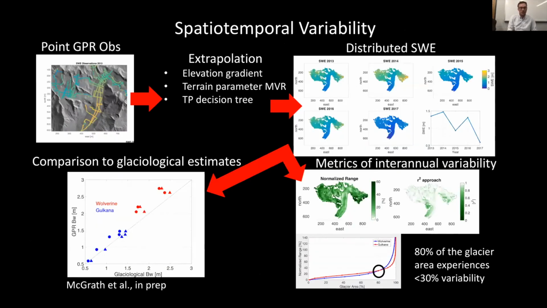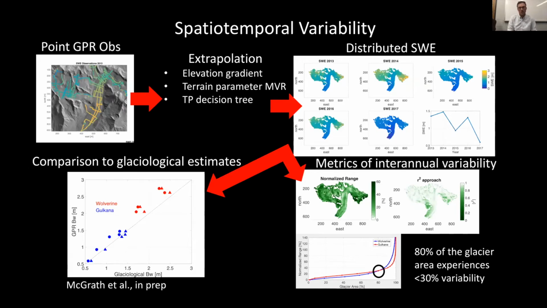So we take our GPR point observations, this is shown for 2013, and then we're exploring a variety of different ways of extrapolating these out over the glacier area, whether this is a simple elevation gradient, a terrain parameter multivariable stepwise linear regression, or a terrain parameter decision tree. Either way, we get some sort of distributed field. In this case, I'm showing the multivariable regression results. We can then integrate that over the glacier area and get an estimate of the winter balance, which is shown there in the bottom right quadrant of that figure.